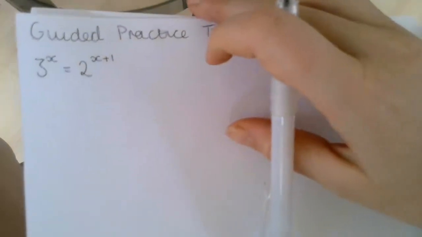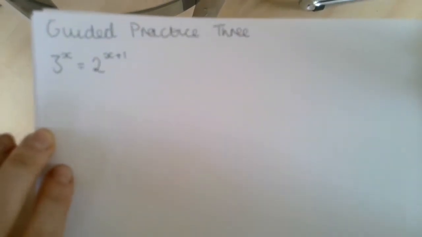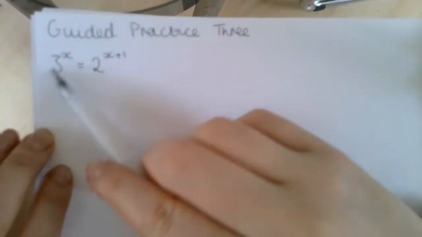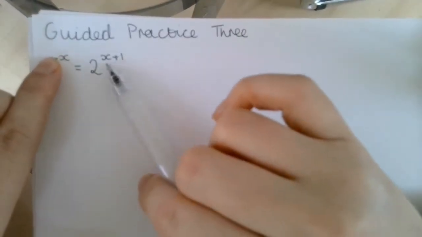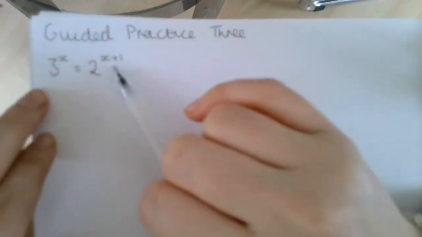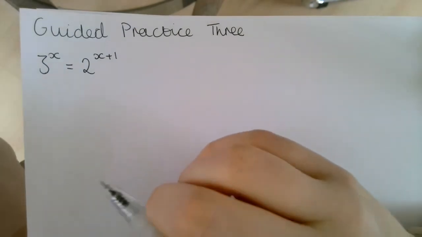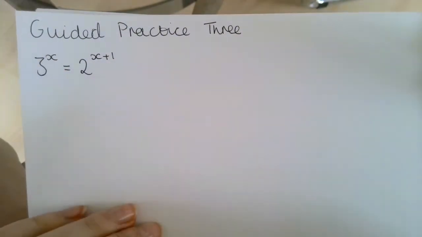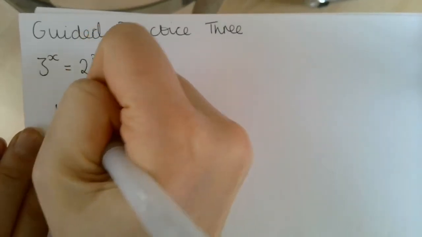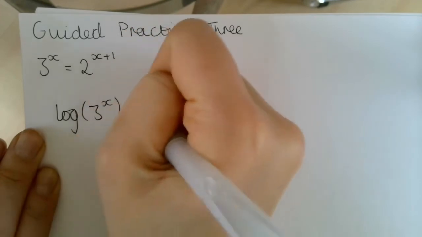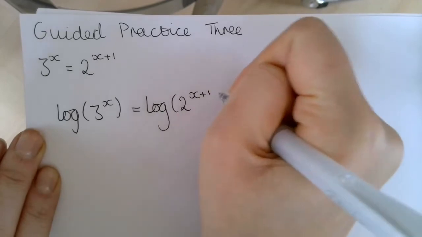Okay, this time we've got 3 to the power of x is equal to 2 to the power of x plus 1. So this is a bit more complicated because we've got powers with variable x in them on each side of the equation. Now there's a specific way to solve these, and that's to take the logarithm of both sides. So we're going to start by doing log of 3 to the power of x is equal to log of 2 to the power of x plus 1.